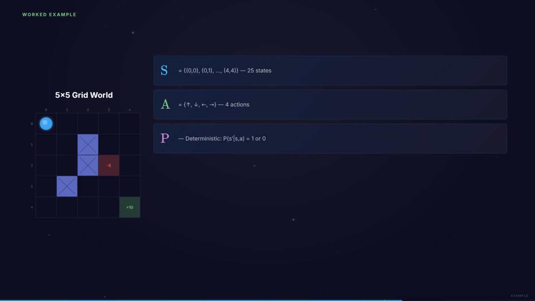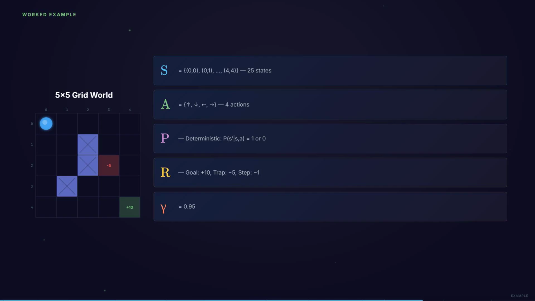The transition function P is mostly deterministic. Take action right in state 1,0, you move to 1,1 with probability 1. But try to move into a wall, you stay put with probability 1. The reward function R: reaching the goal at 4,4 gives plus 10. The trap at 2,3 gives minus 5. Every other transition gives minus 1. And gamma, let's set it to 0.95. The agent cares about the future, but not infinitely so. 5 elements. That's the complete mathematical description of our grid world.